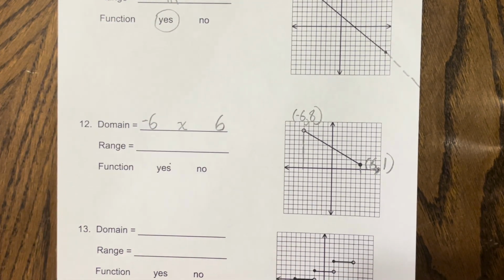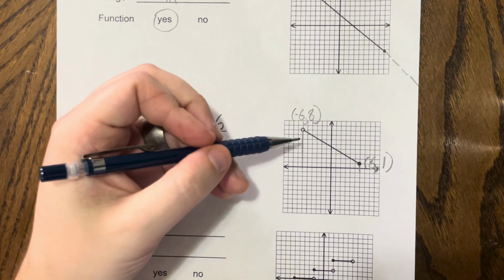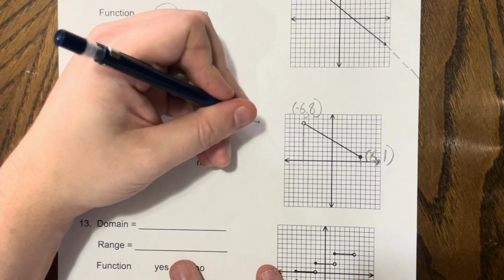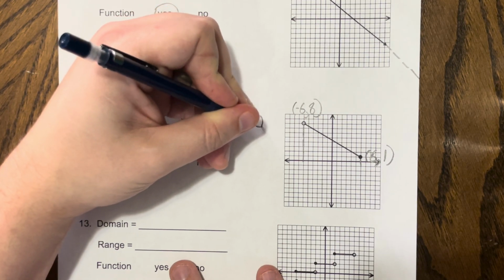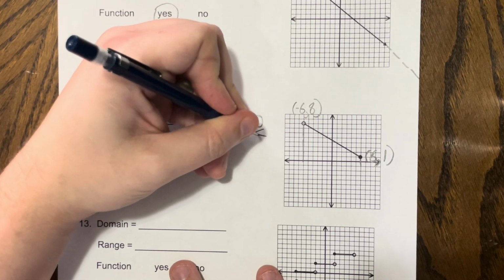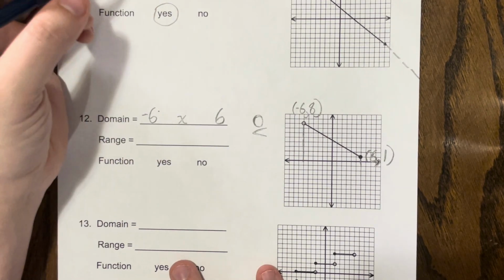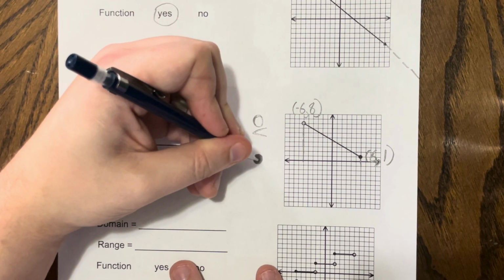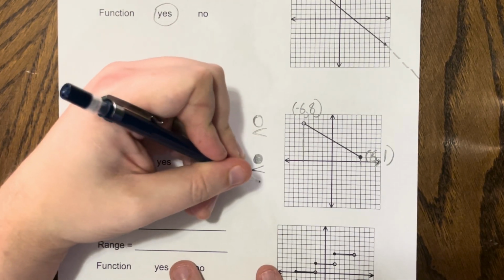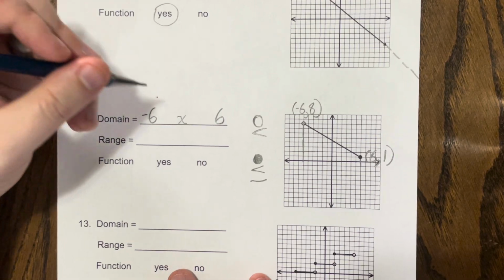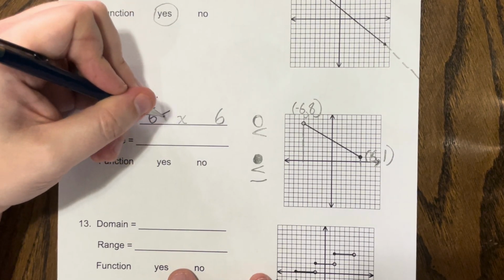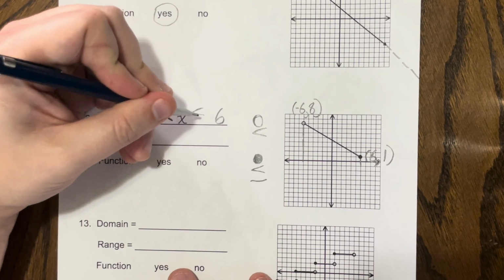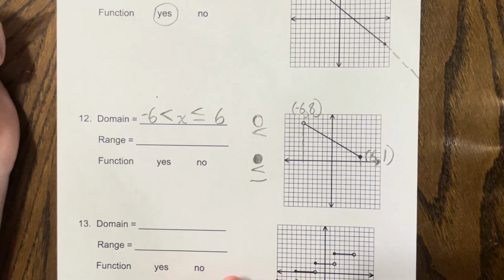So that means all of those x values have to be greater than -6. And we'll remember that when you've got an open dot like that, it just means greater than or less than. If it's a closed dot like we've got on the other side, it's going to be less than or equal to. So -6 is less than x, which is less than or equal to 6.